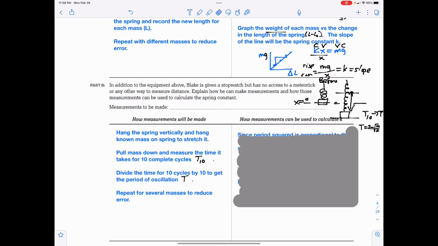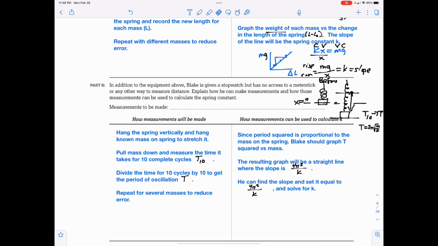Okay, now the calculations. Since period squared is proportional to mass in the spring, Blake should graph T squared versus the mass. Okay, let's see how we came up with that.